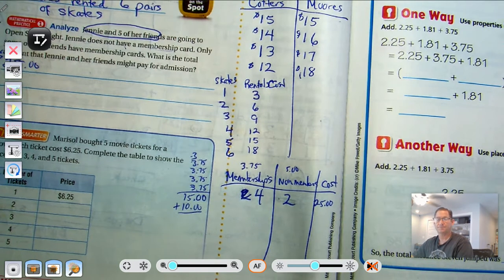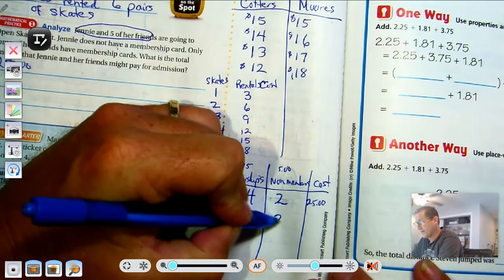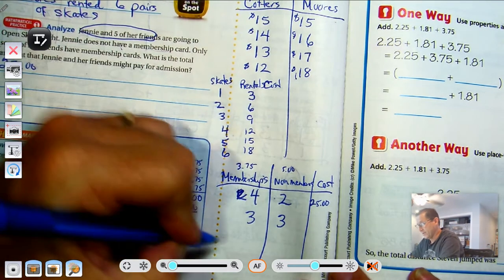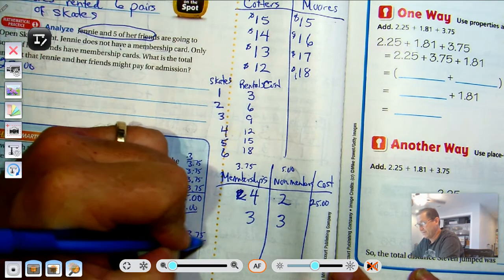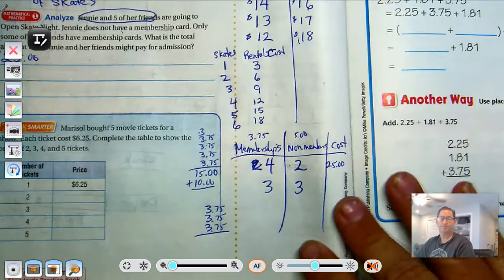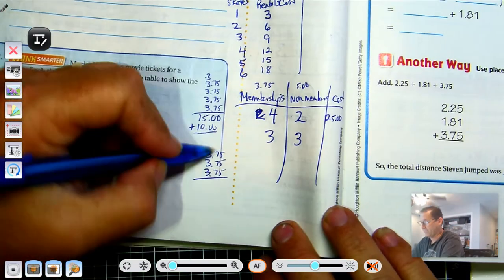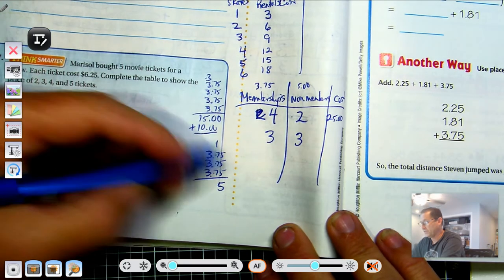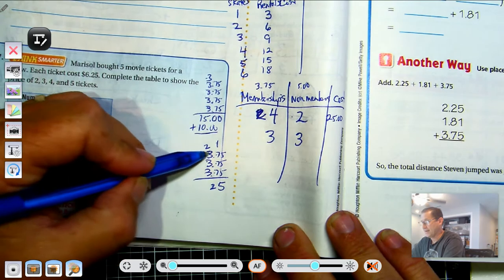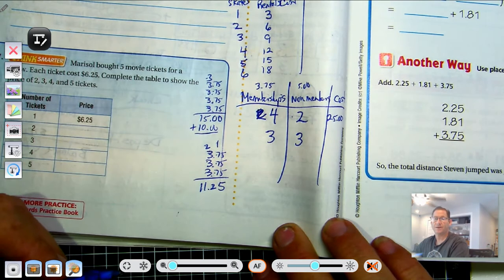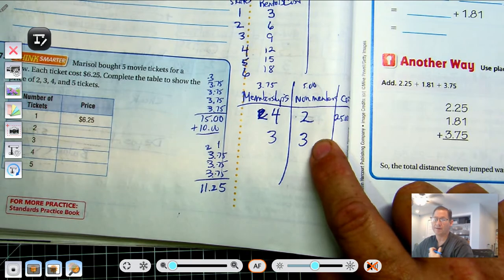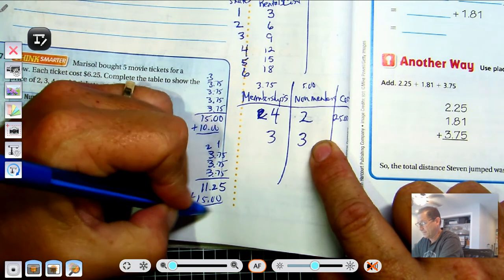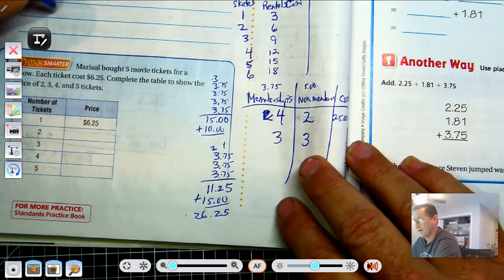What if there was 3 non-members and 3 members? Well, in that case, it would be 3.75 plus 3.75 plus 3.75. And that would give me 15, 7, 14, 21, 22. Regroup. 3, 6, 9, 2 more is 11, 11.25. Plus the 3 non-members, and they would have to pay $5 each. 5, 10, 15. So 26.25.